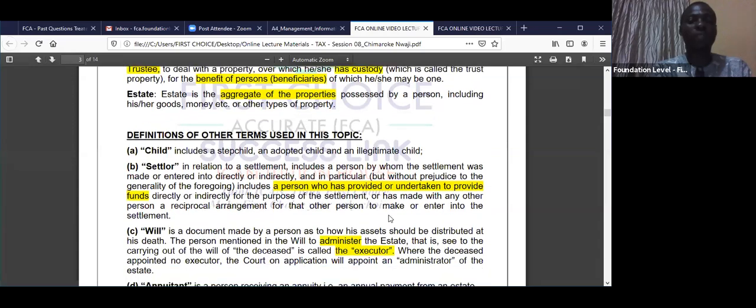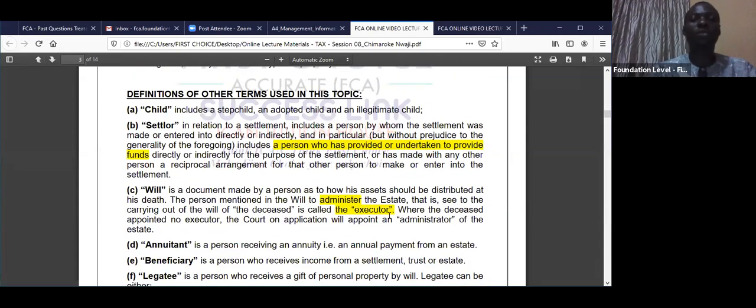Look at some other definition. A child could include a stepchild. Who is a stepchild? Maybe you get married to another person and the person has a child, and that is your stepchild. An adopted child is one who is not your biological child too. Stepchild could also not be your biological child. Adopted child is also someone who you adopt, an illegitimate child, someone who is not born into wedlock.